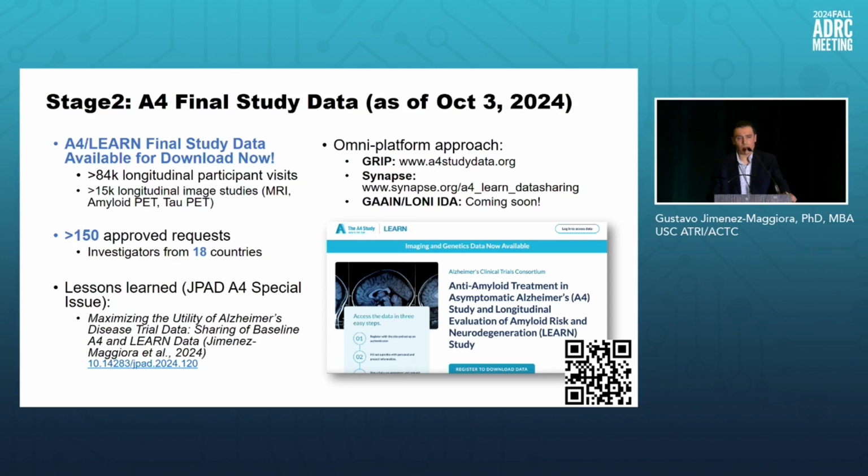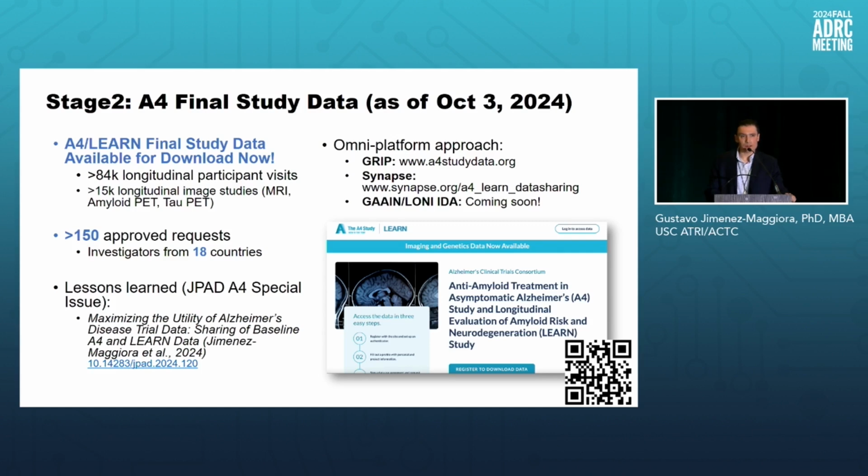So moving on to the results for our efforts to share the final data set. As I've noted, these data are available now for all of you to hopefully request access to and hopefully be able to incorporate into your research. These data are very significant in terms of their magnitude. Again, they contain more than 84,000 longitudinal participant visits, as well as more than 15,000 longitudinal imaging studies that include MRI, amyloid PET, and tau PET data.